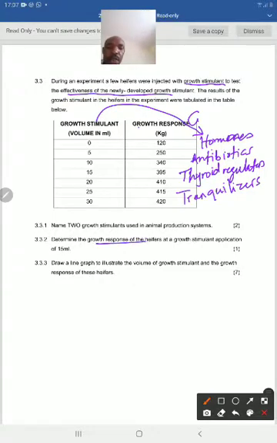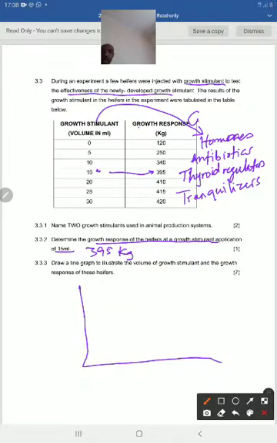Determine the growth response of the heifers at a growth stimulant application of 15 mils. 15 mils is there. So it's 395 kilograms at 15 mils. So if you give the animal 15 mils, you will see this growth. Draw a line graph to illustrate the volume of growth stimulants and the growth response for these heifers. Guys, it's 7 marks, but it comes for 6 marks in a graph. But you know the criteria for a graph.